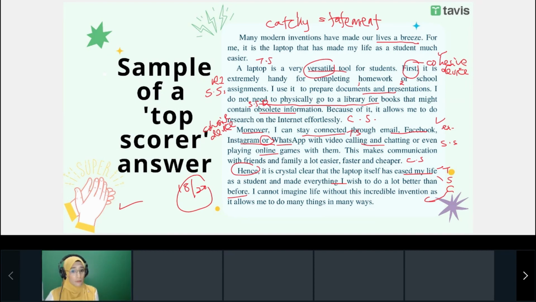Good. Maybe you could try and add on another verb here, research and what on the internet, right? Maybe you could add on a few more. Okay, so I would give this 18, or maybe another examiner would give a 19 out of 20. All right, but this all looks so much better than the before one. Okay, the weak scorer just now.